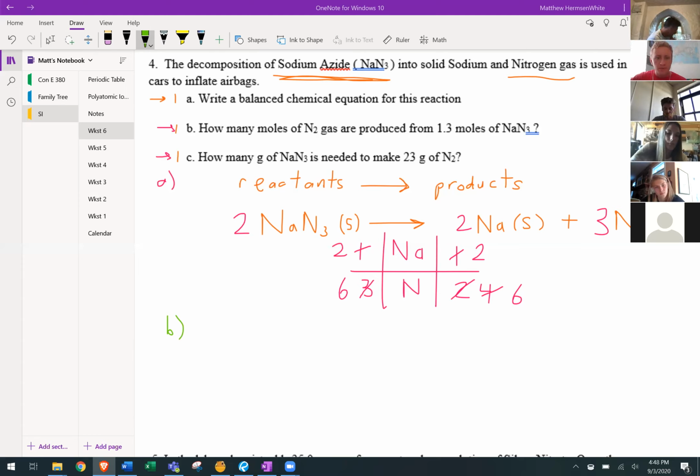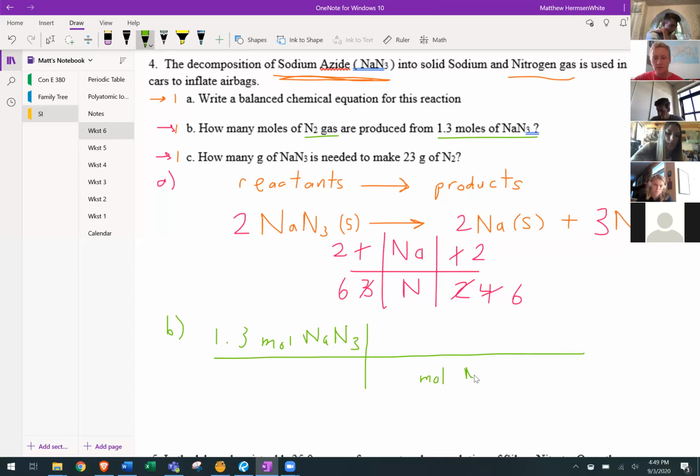Okay, so maybe you've had a second to think a little conceptually about this. Part B says, how many moles of N2 gas are produced from 1.3 moles of NaN3? So let's write down what we have. We have 1.3 moles of NaN3. And we're going to be doing a stoichiometry conversion, so I like to just draw out a line like that. We want to get from moles of NaN3 to N2. So I'm going to put moles of NaN3 on the bottom so that it cancels with the one on top.